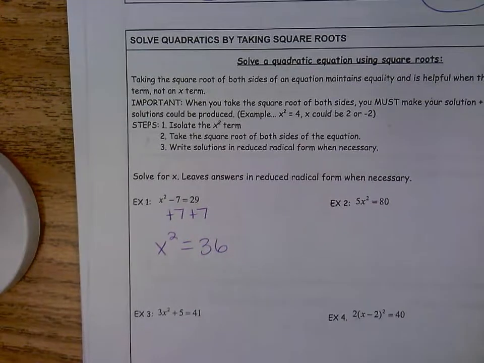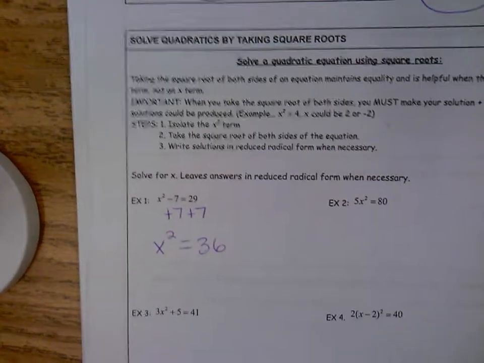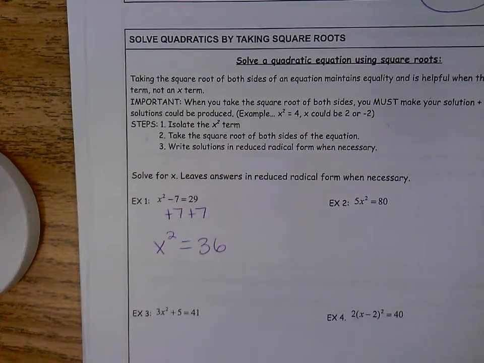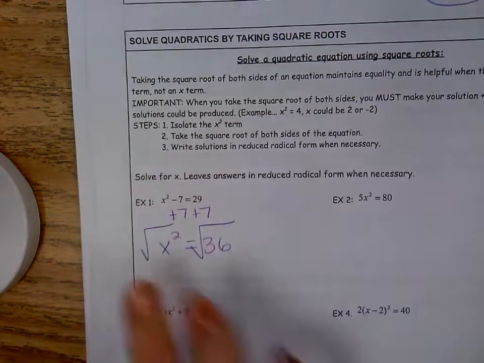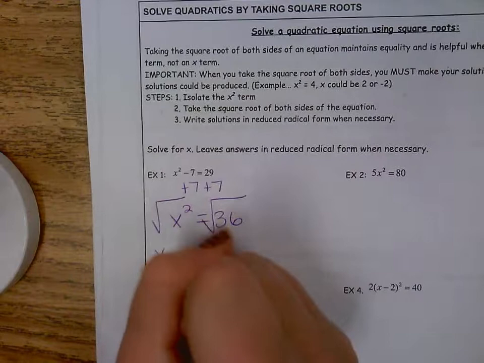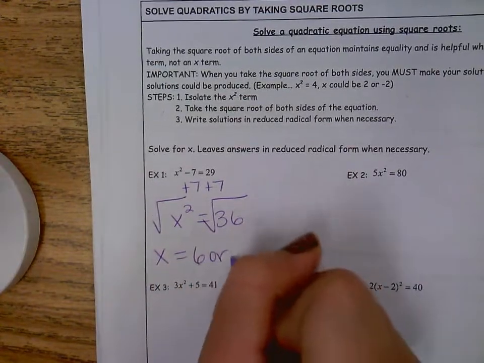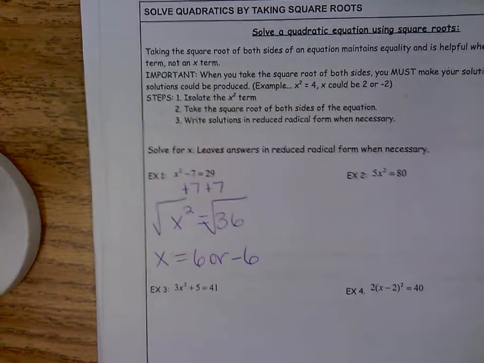Okay, step 2, take the square root of both sides of the equation, right? How do you undo a square? You square root it. Just like how do you undo addition? X plus 3 equals 7. You use subtraction, right? How do you undo multiplication? You use division. So how do we undo a square? We take the square root of both sides of the equation. X could be 6 or negative 6. So that's when you need to write your two solutions.